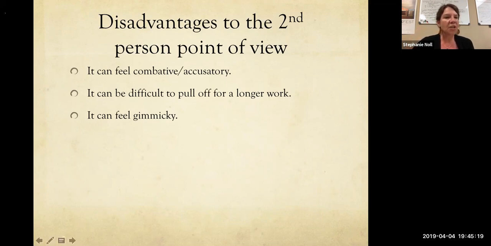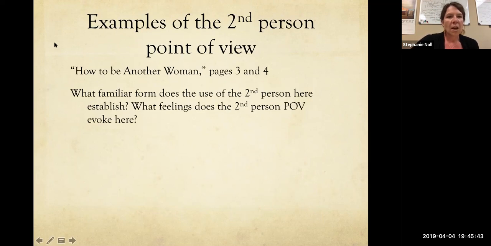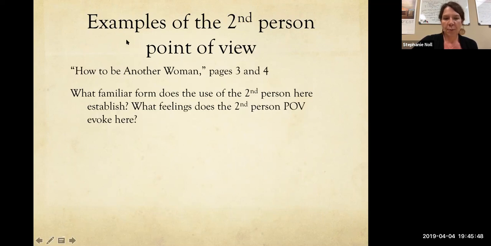The examples that I'm going to share with you, let's take a look. Let's see if I have them. Okay, so there's Cherry by Mary Karr. Let me do my not-so-slick movement of bringing it up. Thank you again for your patience as I try to figure this out. That's not it. I have to pull up... Okay, screen sharing has stopped. I'm going to pull up, there's Mary Karr.